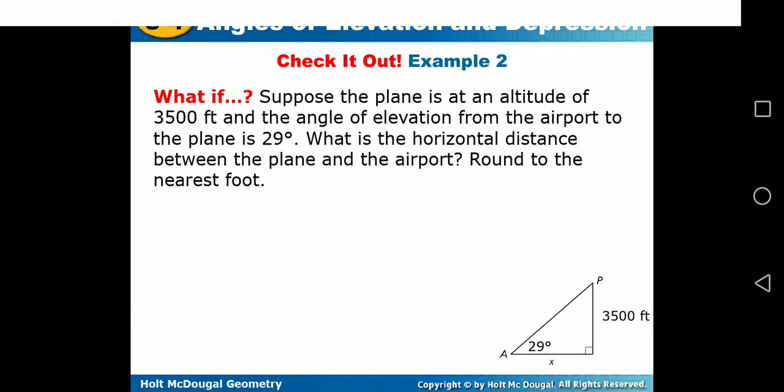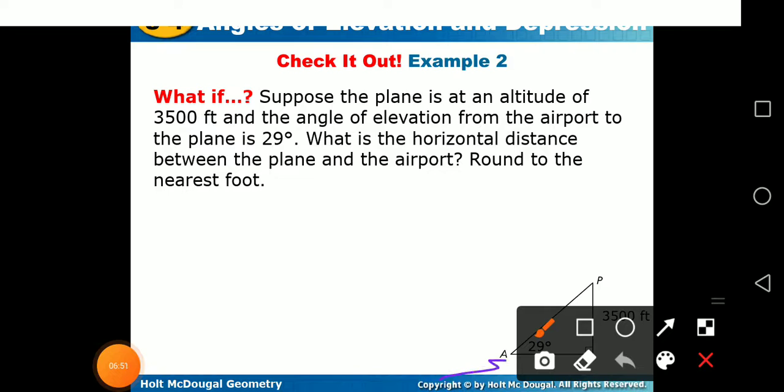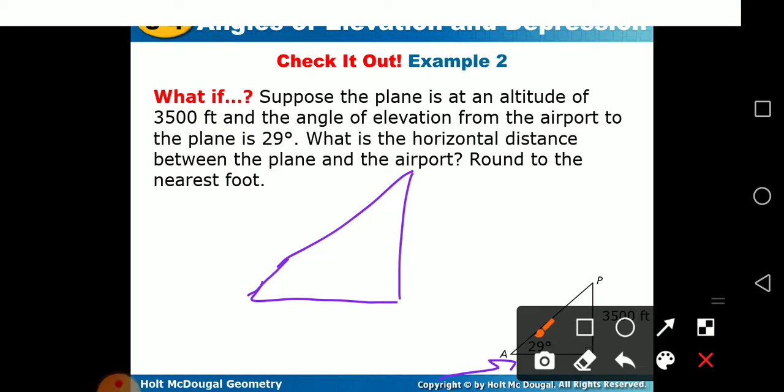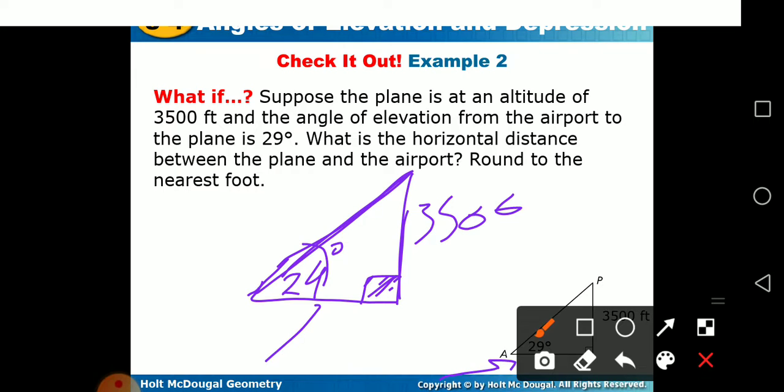I want to show you this, guys. When I draw it like this, this is 3,500 feet, and we have the angle of elevation, where we're going up. It's 29 degrees. Remember that. This is the altitude of the right triangle. So we have a right angle triangle. He asks me about the horizontal distance between the plane and the airport. So how can I find this?